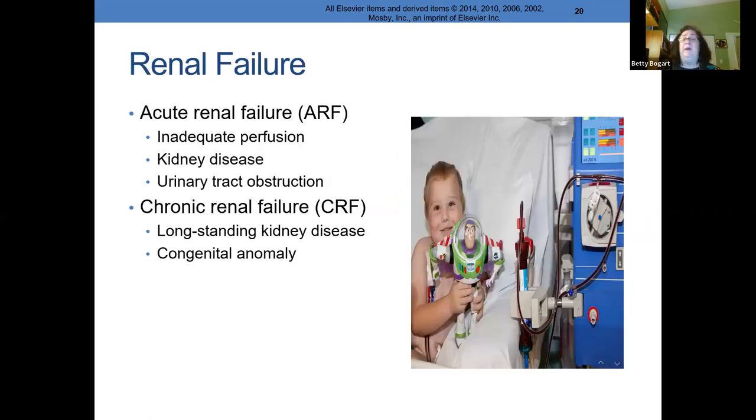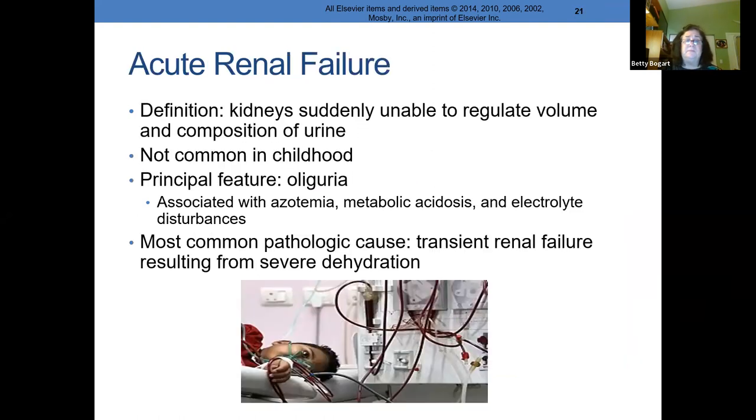Children do get renal failure, either acute or chronic. Acute, something happened. Maybe it was one of those blockages that blocked off a kidney, which caused kidney damage, or maybe it's chronic, it's born with a congenital abnormality. So acute renal failure, what do we see? Well, this is all of a sudden oliguric, which means your kid who's urinating really well, all of a sudden they stop urinating, something's wrong.